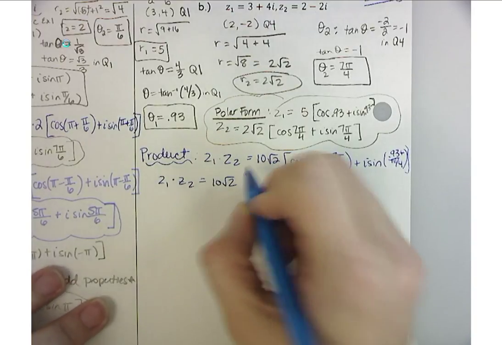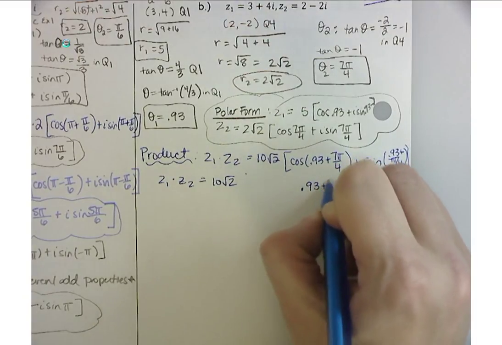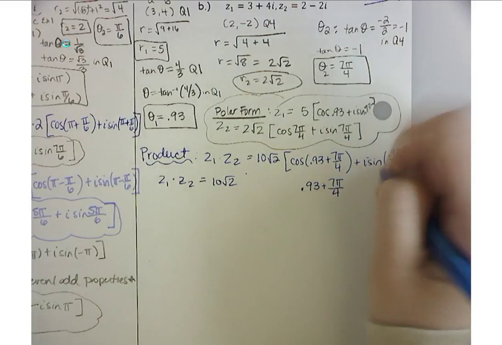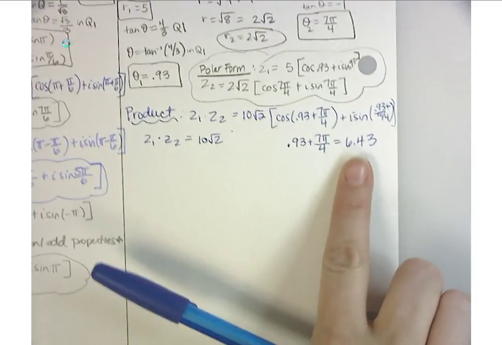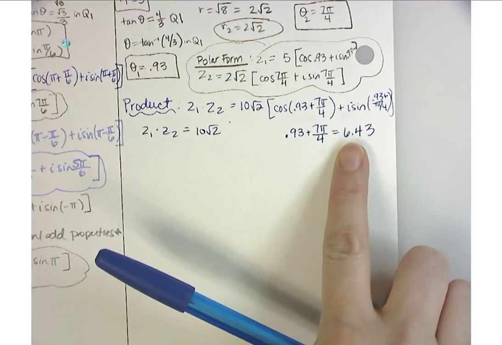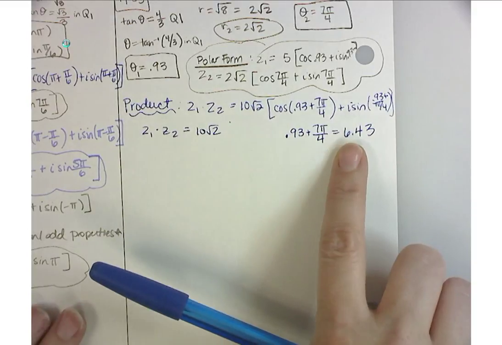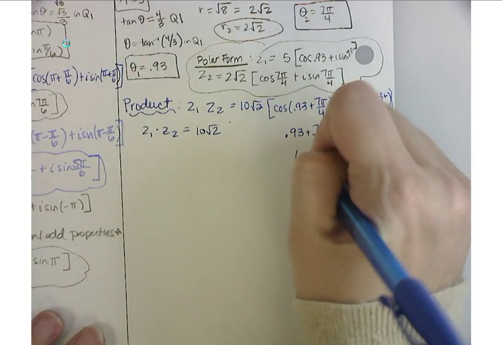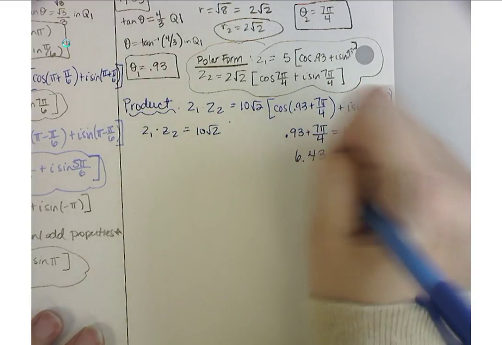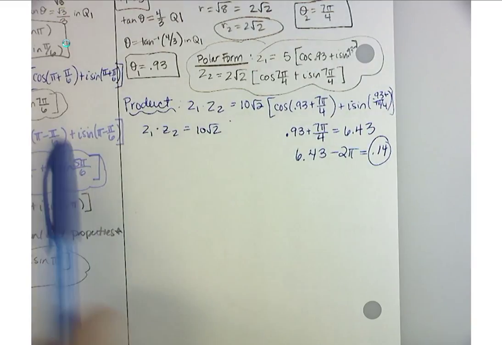Now when you add those together, you end up getting 6.43, which is something that you can simplify. How do I know I can simplify that number? It's greater than 2 pi, which means it's going to be more than one rotation around the circle. So if it's more than one rotation around the circle, how can you find out what it is in simpler form? Just subtract 2 pi. So 6.43 minus 2 pi is going to be 0.14. So that's what we're going to have.